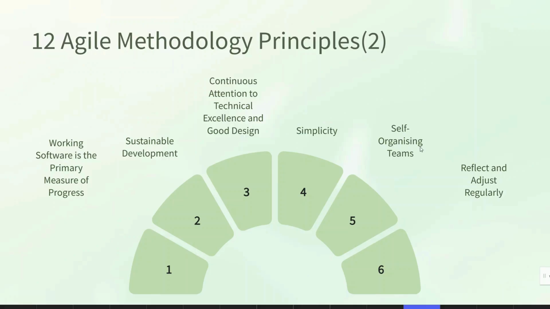After that, we have the self-organizing team. Okay, so in agile methodology, let the team decide how best to do their work. They should organize themselves, assign tasks, and make decisions without needing heavy management. Then in the last, we have reflect and adjust regularly. Okay, so after every project phase or a sprint, the team should think about what went well and what could be better, and then make changes to improve. Okay, so these were the 12 principles of the agile methodology.